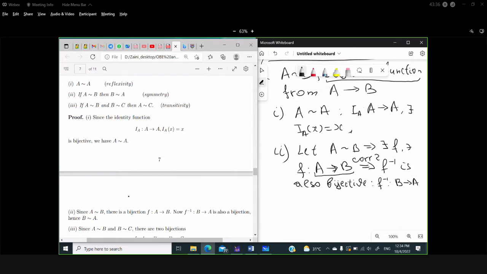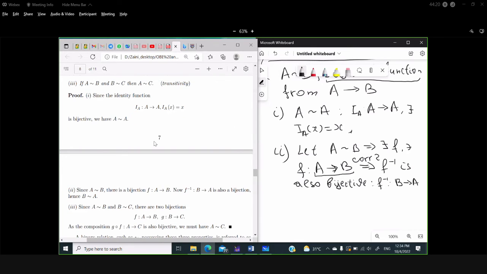Because you see, I'm saying here A is equivalent to B. According to the definition, there exists a bijective function f such that f maps A to B. By the corollary, f inverse is also a bijective function mapping from B to A. So if A is equivalent to B, from the second, f inverse, we can conclude that B is also equivalent to A. You see?